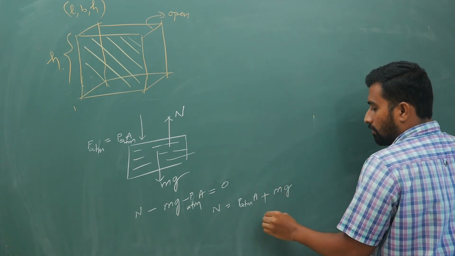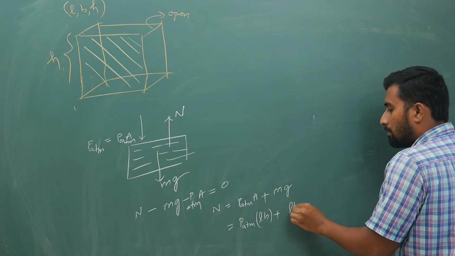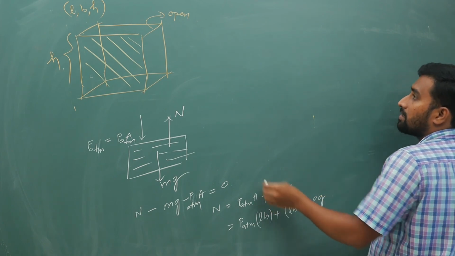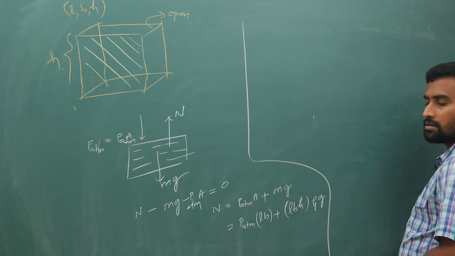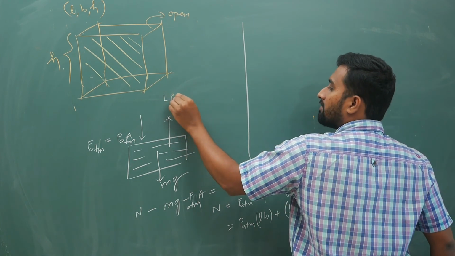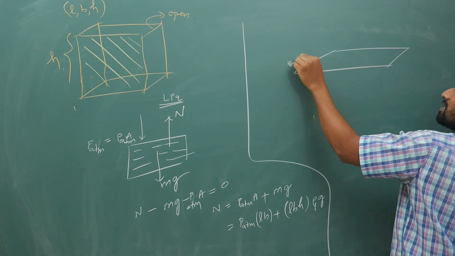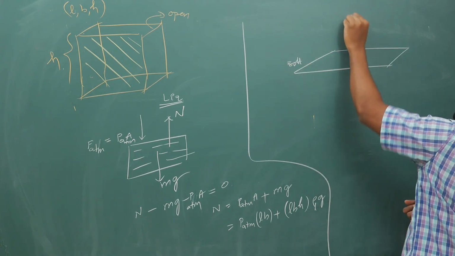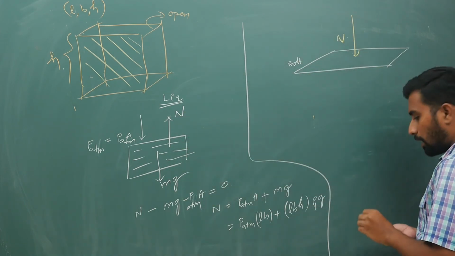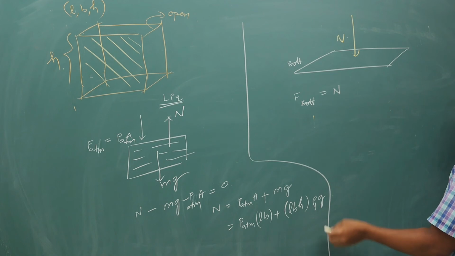Now keep this aside. What is M? It is P atmosphere into area of base, L into B, plus mass, which is LBH into rho of liquid into g. Mass is volume into density. So now I have calculated the normal reaction completely. Now what is the force on the bottom? This is your liquid's FBD. Now take the bottom surface. Your surface applies N on the liquid, the liquid applies N on the bottom part, so the force on the bottom is N.